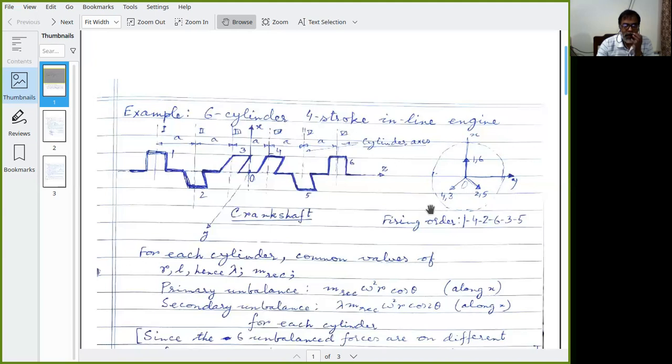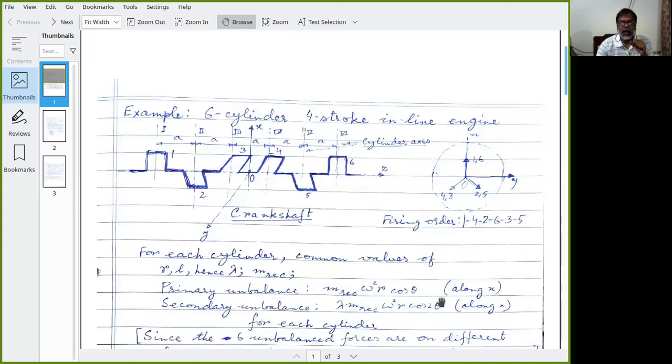Now, for each cylinder, the crank radius r, the connecting rod length L, and therefore the ratio lambda, and the mass of the reciprocating part are the same. So the primary unbalance would be the same for each cylinder, along x. Along x means actually parallel, because the cylinder center lines are not all along x but parallel to x. So along x shows only the direction, not the line of action. The unbalance is M reciprocating omega square r cos theta, positive.